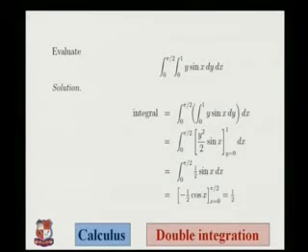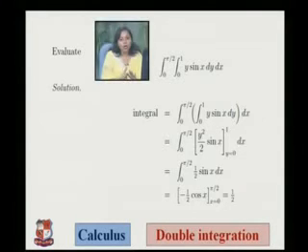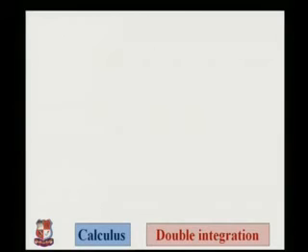So, integration of y is y square by 2, sin x behaves as a constant, apply your upper limit. So, it is 1 by 2 sin x. Now, integration of sin x is minus cos x, 1 by 2 is a constant, and apply upper and lower limit, your answer is 1 by 2.